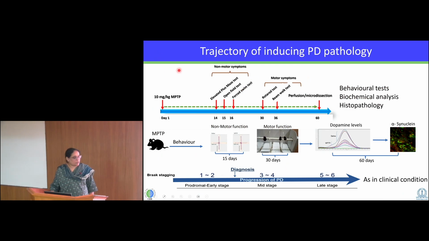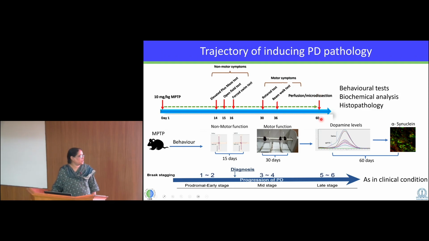So with that background, Dr. Sandeep, who first started this work with MPTP, I think, 2 years back, he really struggled to get different doses of MPTP, and finally we got 10 mg per kg body weight, which would reflect that full trajectory of PD symptoms. And if we start giving MPTP at day 1, we see the non-motor symptoms by day 14, 15, and 16. Then we see the motor symptoms, which is at day 30 to 36.